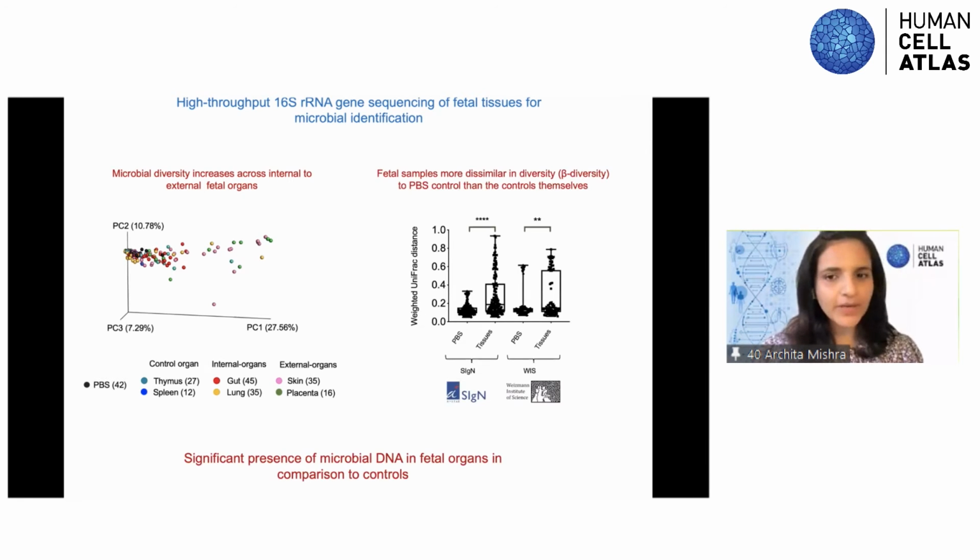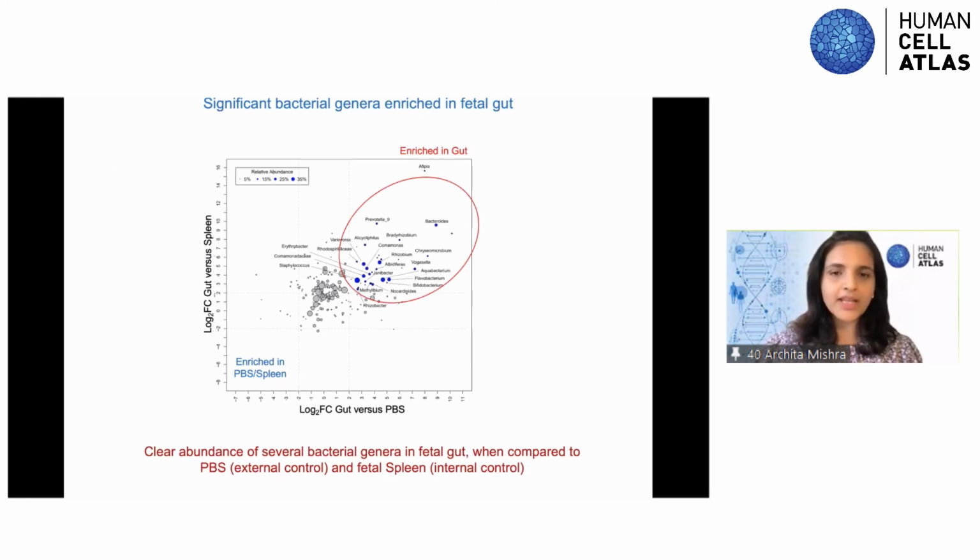We did this experiment at two places. One was the Singapore Immunology Network, where I work, and we also sent some independent samples as a blind study to our collaborators at the Weizmann Institute. At both places, we got a similar result, that the diversity in the fetal organs increased compared to the PBS controls. And when we looked at the genera that we identified here, we could see that more than 11 genera were specifically associated with and enriched in fetal gut.